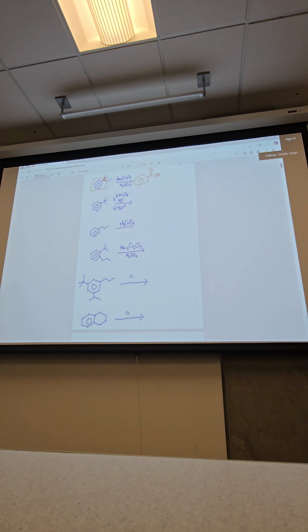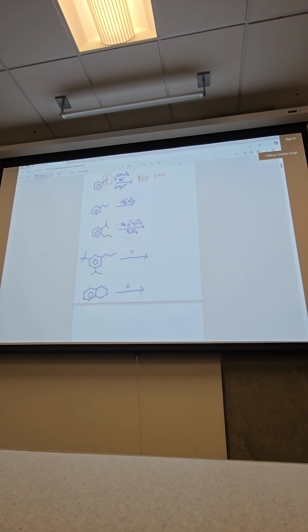What about the next one? What do you think? T-butyl, so it's immune to the reaction. Exactly. The t-butyl group is the only R that does not undergo this reaction. So there is no reaction, nothing happens, no changes. Exactly. Okay, what about the next one?